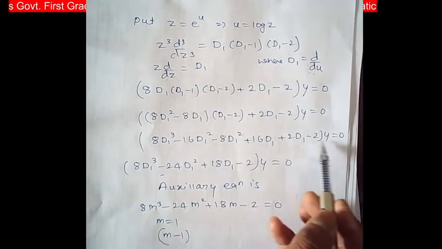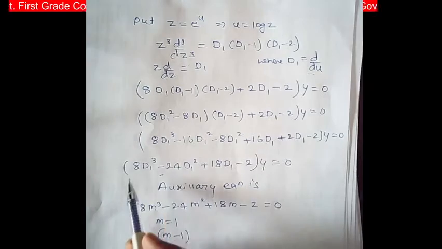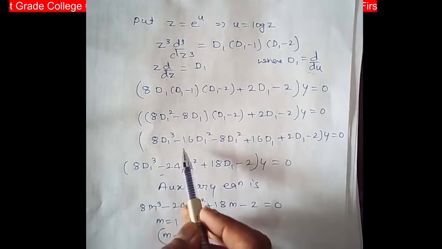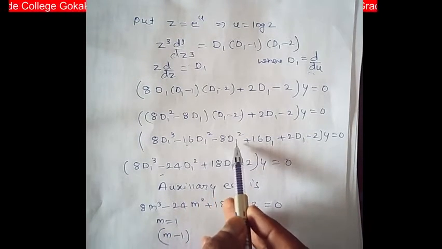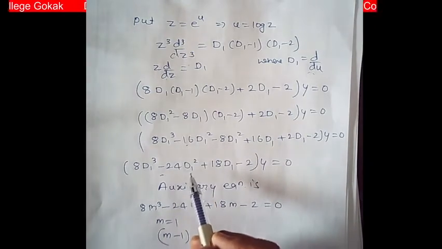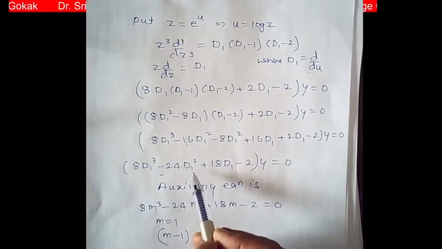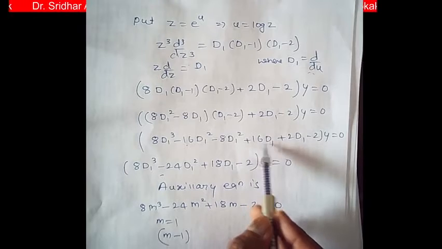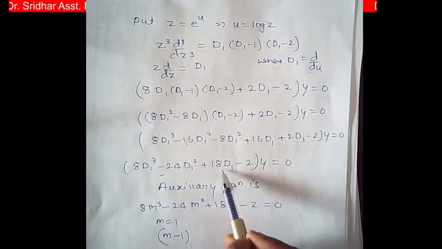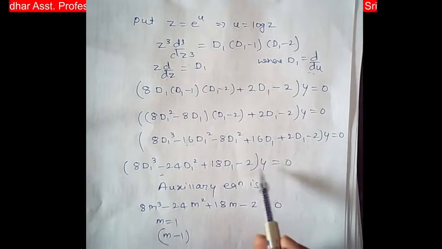Again we multiply all these factors and write this equation. Finally, we simplify this, which gives 8 D1 cube, minus 16 D1 square minus 8 D1 square, it gives minus 24 D1 square. Similarly here, plus 16 D1 plus 2 D1, it is plus 18 D1, then minus 2y equal to 0.